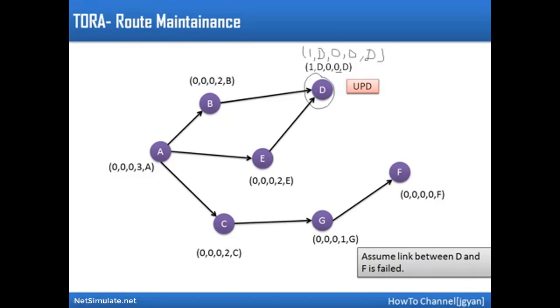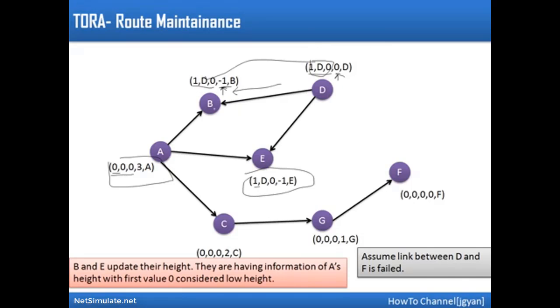Now if we compare this height with the height of B, D will be the high node, and B will be considered the low node, and the downstream link will be from high to low. So this link direction will be changed, and this will be the scenario, and the problem is solved. Now every node is having a downstream link. Every node can send data to F successfully.